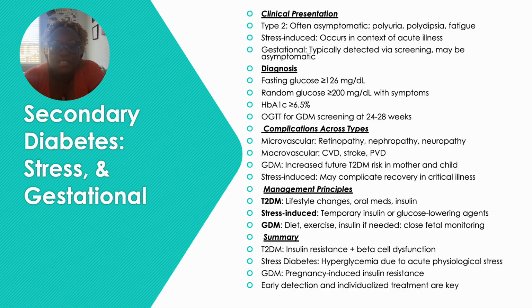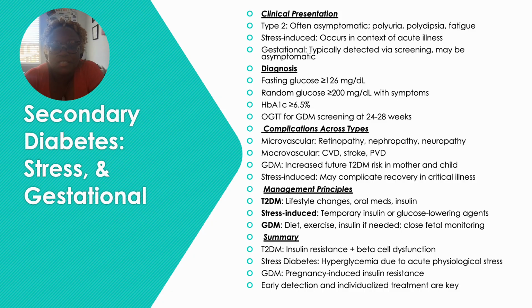Some of the complications across the various types. You have your microvascular: retinopathy, nephropathy, and neuropathy. Your macrovascular, that's where you have your CVDs, your strokes, and your PVDs. GDM also carries an increased future type 2 diabetes risk in mother and child.